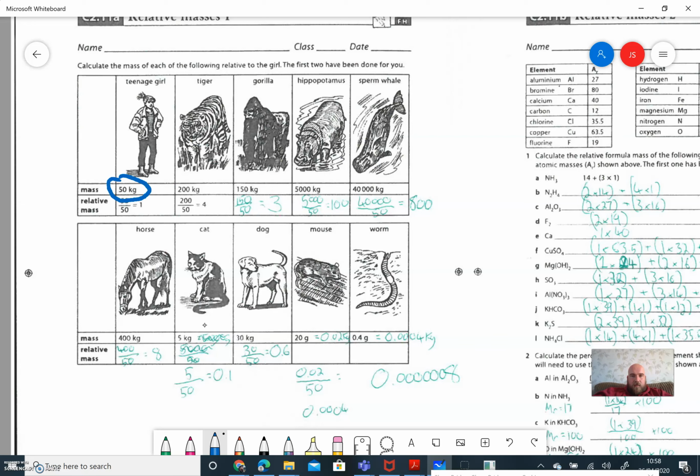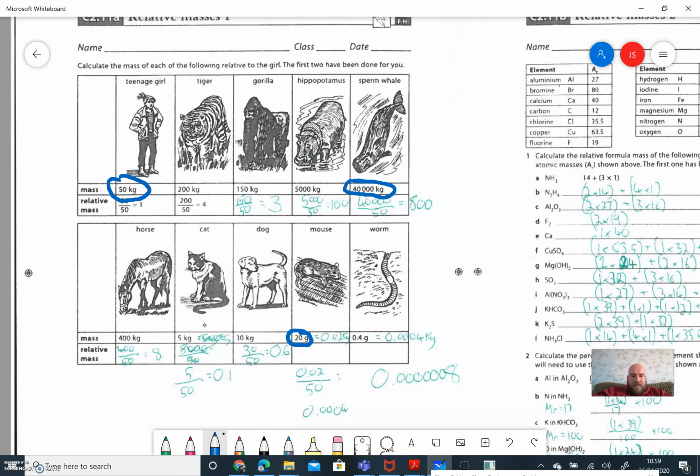So if we have a look, let's look at the sperm whale for an example. Sperm whale weighs 40,000 kilograms. So I did 40,000 divided by 50, which is 800. So the sperm whale weighs 800 teenage girls effectively. More complicated ones down here.